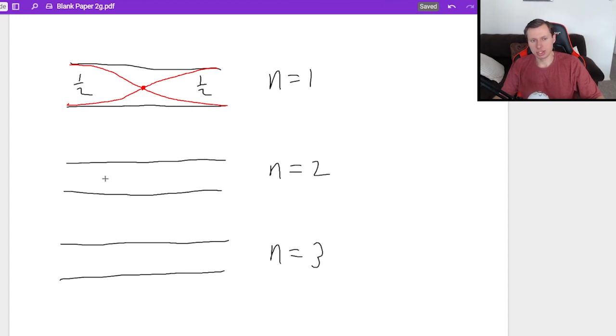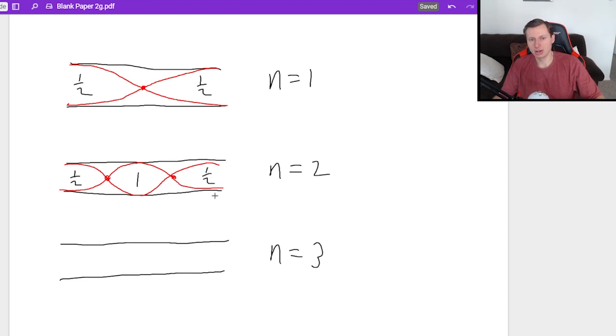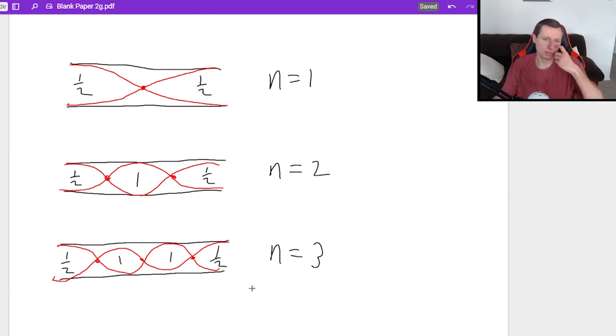So then with this one here, it's going to have 2 in the middle, and it will look like this. And again, the number of loops is 1/2 here, 1 here, and another 1/2. 1/2 plus 1 plus 1/2 is 2. And then if I wanted to draw the third harmonic, it would look something like this. This is much more difficult than the both ends closed in my opinion. But as you can see, the math adds up. The number of loops will always equal the harmonic number.